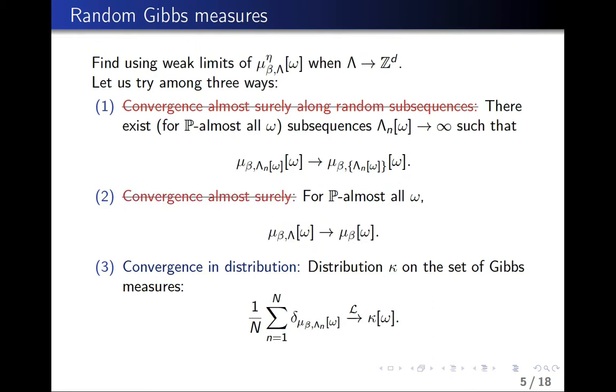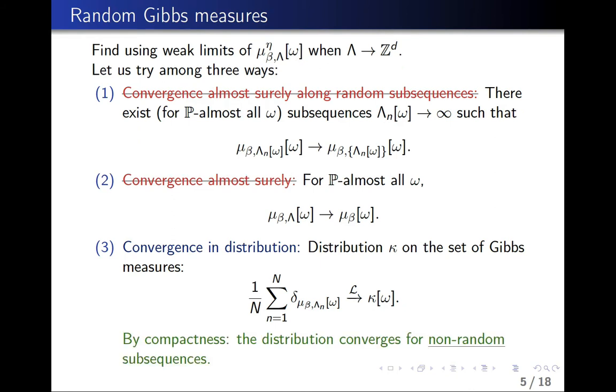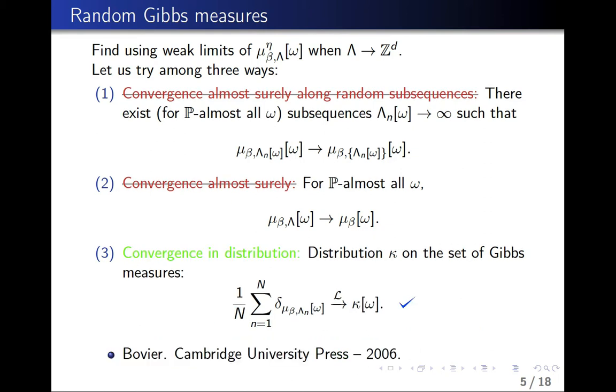Then, it only remains to us the third option, the convergence in distribution. By compactness, the distribution converges along a non-random subsequence. So, we don't need to worry as in item 1. And even though the convergence in distribution is weaker than the convergence almost surely, it still keeps the information that we want. So, it seems a promising convergence. Let us analyze a bit more about this convergence.